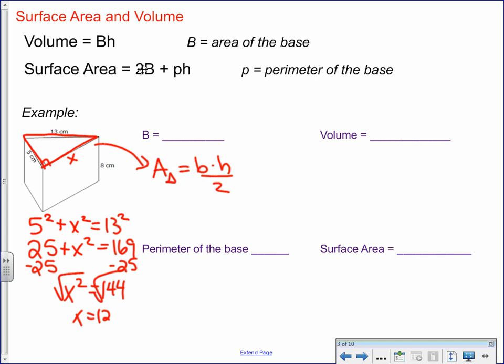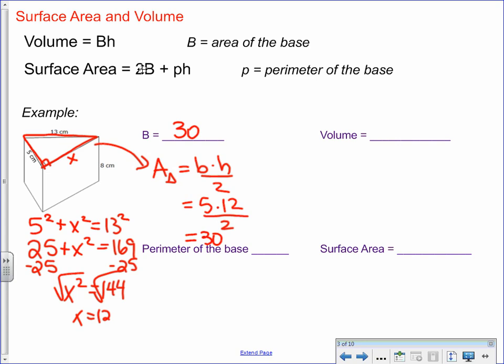So let's plug this in. We are doing 5 times 12 divided by 2, which if I type that in my calculator, 5 times 12 divided by 2, we get 30. So now I know that the base area is 30.